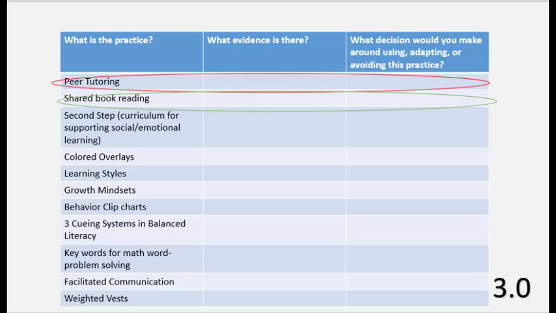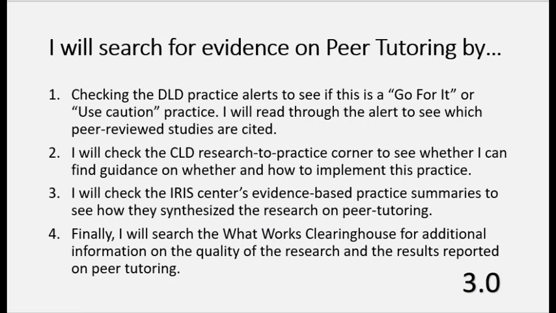So on this slide, I highlight a practice that you can find on What Works Clearinghouse, peer tutoring, and one on shared storybook reading. Let's look at what evidence there is and what decision you might make around using, adapting, or avoiding these practices. I'll search for evidence on peer tutoring by checking the DLD practice alerts to see if there's a go for it or use caution practice write-up.